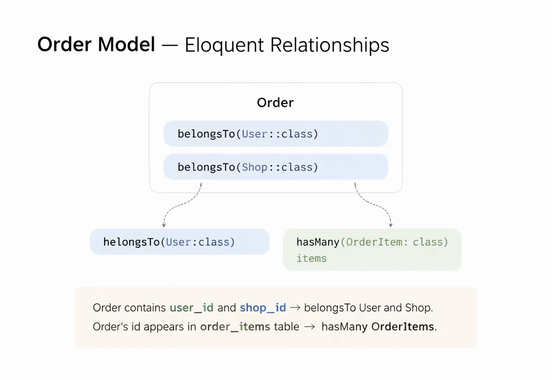The order model has relationships in both directions. On the belongs to side, the order table contains a user ID and a shop ID, so the order belongs to user and belongs to shop. On the has many side, the order's own ID appears in the order items table as order ID, so the order has many order items. When naming the has many method, you can use either items or order items. The plural form is what matters. This bidirectional relationship is very common in e-commerce schemas.